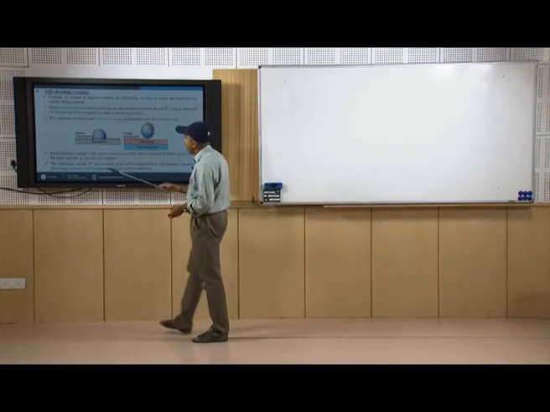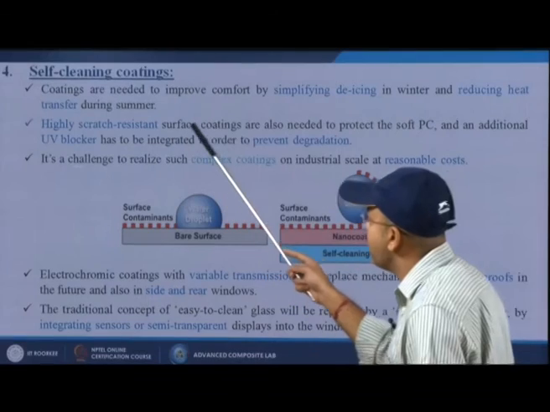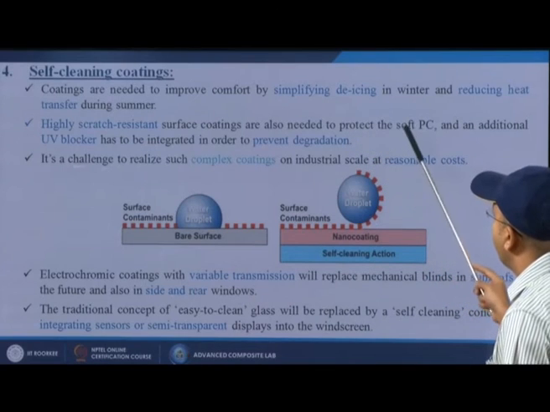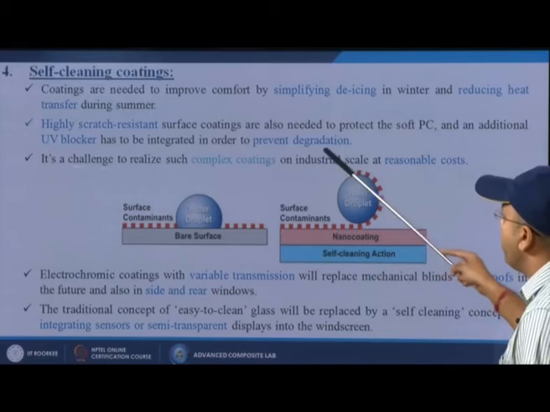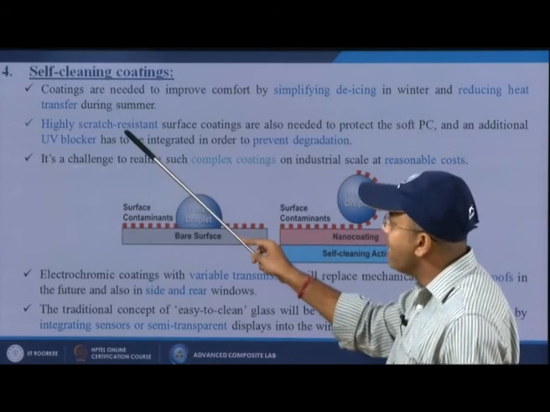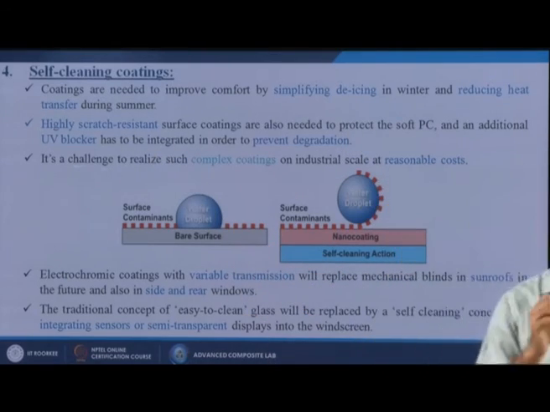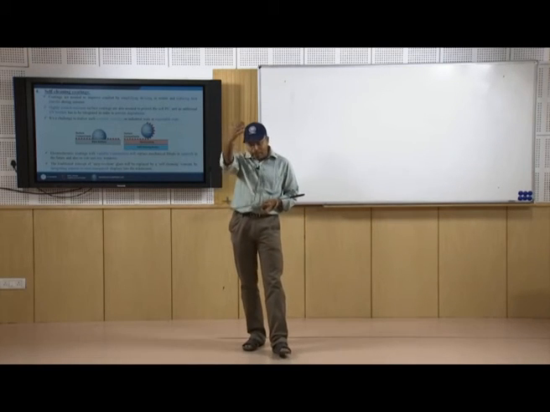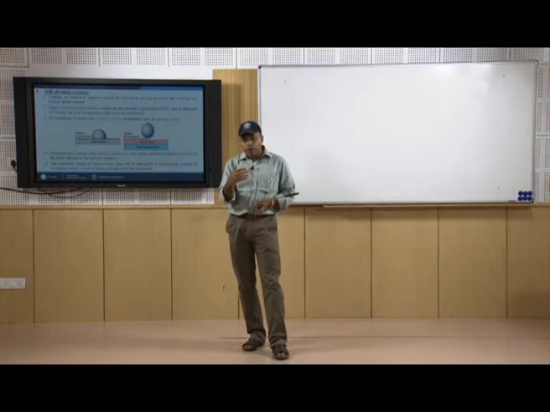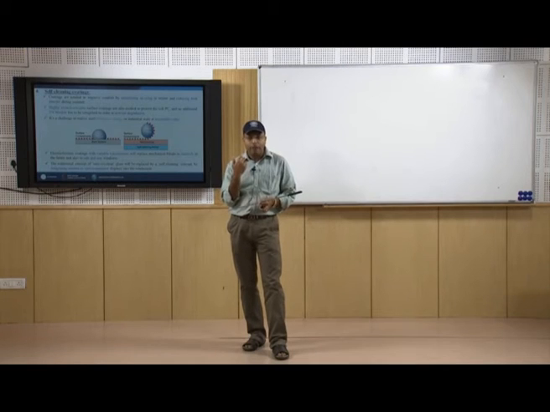Here, another thing is that highly scratch resistant surface coatings are also needed to protect the soft PC, and an additional UV blocker has to be integrated in order to prevent degradation. Highly scratch resistance and UV blocker are the main important factors, because when we are driving our car, sunlight can come directly from the front. If the front glass does not have any UV blocker, that UV will come directly to our body, and it will affect our eyes, our health, or our skin.